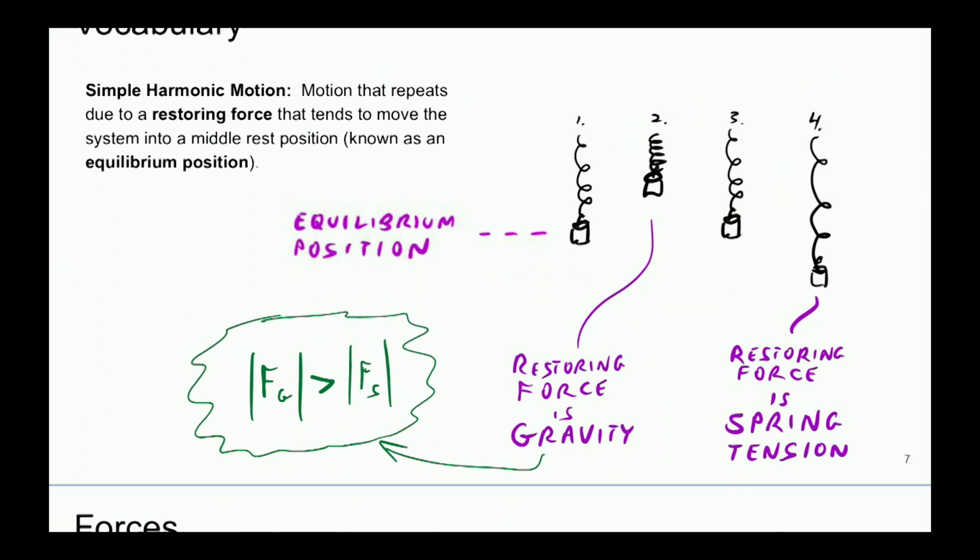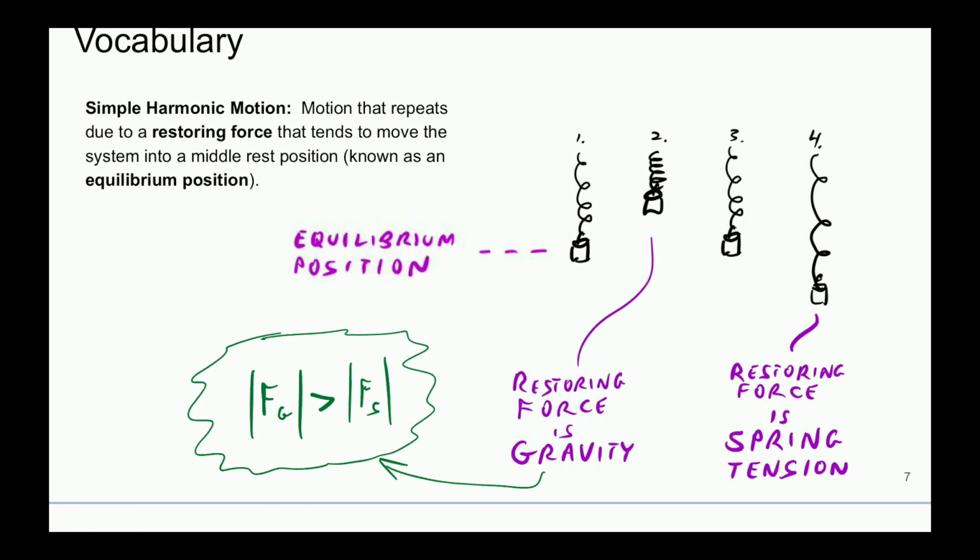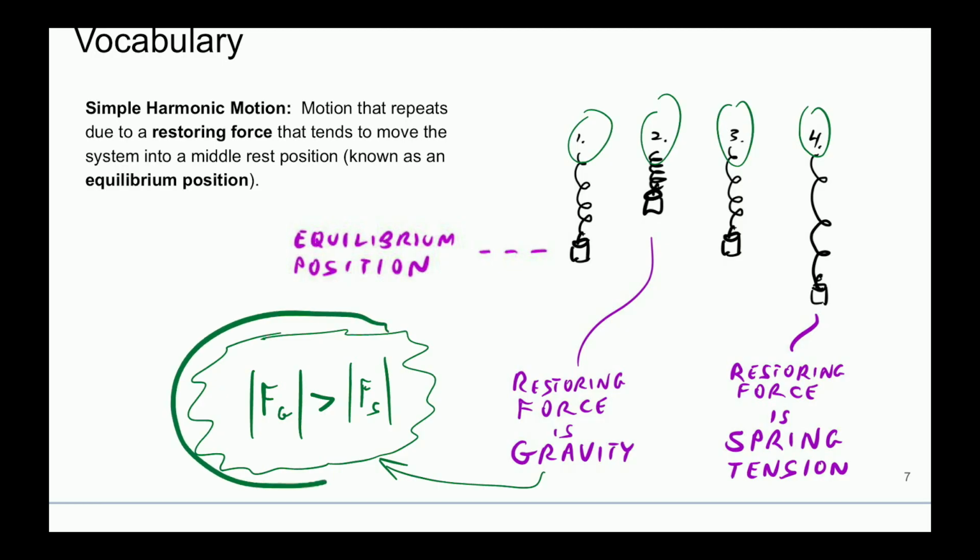Let's take a look at this a little more closely in this picture. I'm showing you 4 different instances in time. These are sequential, and if you look at the system in position number 1, it's in equilibrium. There's no unbalanced force. But in position 2, there is a restoring force. There's an unbalanced force because the magnitude of the force of gravity is more than the magnitude of the force of the spring.